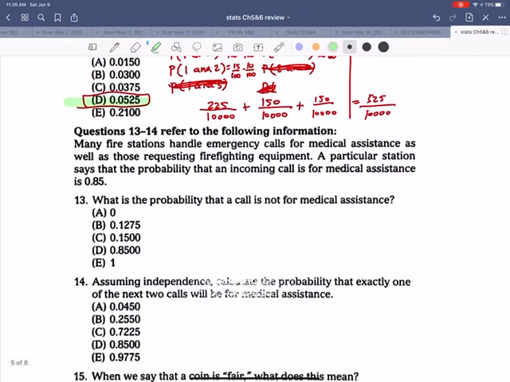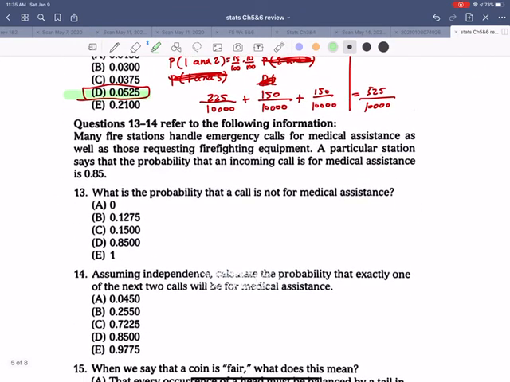Right, looking at 13 and 14 for this scenario, many fire stations handle emergency calls for medical assistance as well as those requesting firefighting equipment. A particular station says the probability that an incoming call is for medical assistance is 0.85. What is the probability that it's not for medical service? So we're essentially saying it's either for medical or it is not for medical. So the complement rule would just be 1 minus 0.85.